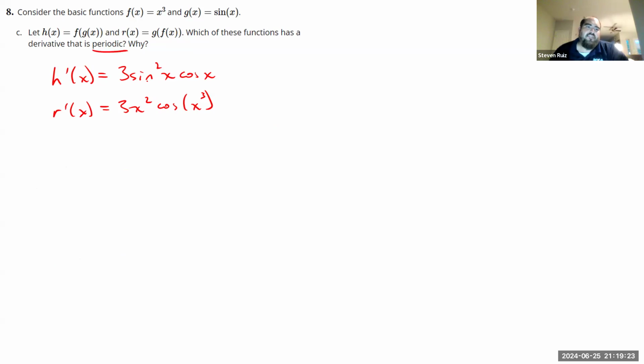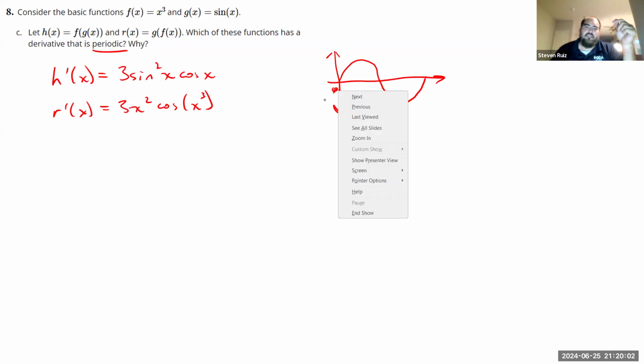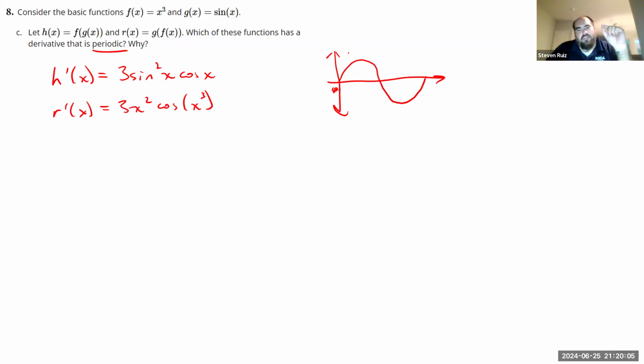Let's remind ourselves what a periodic function is. A function is periodic if its behavior repeats on regular intervals. So sine and cosine are good examples because a sine wave looks like this. Starts at 0, goes high, back to the center, low, back to the center. A sine wave does this over and over and over again.